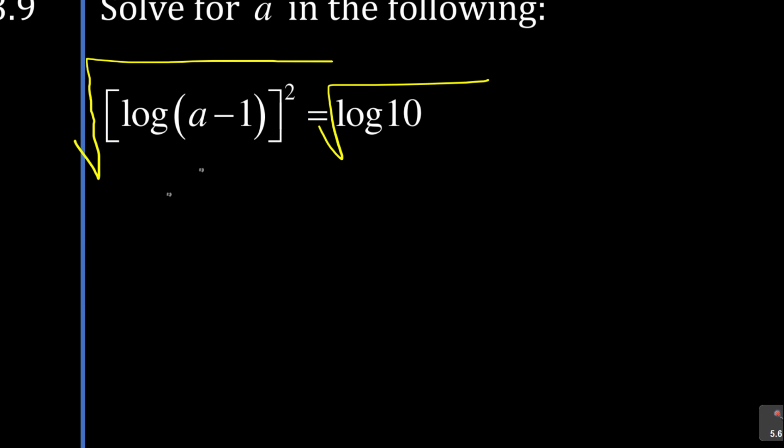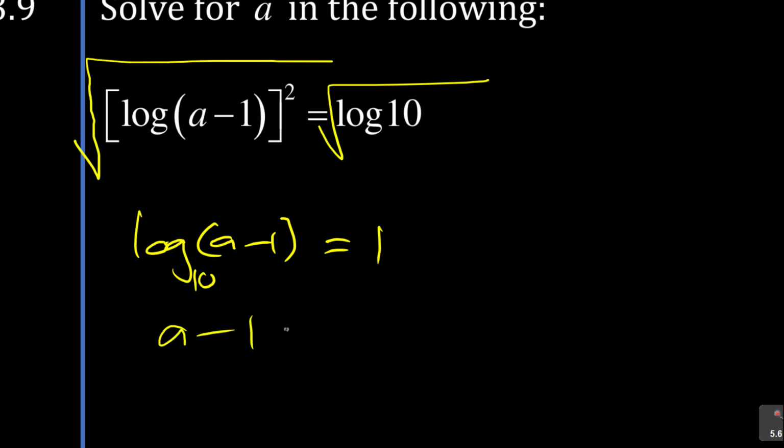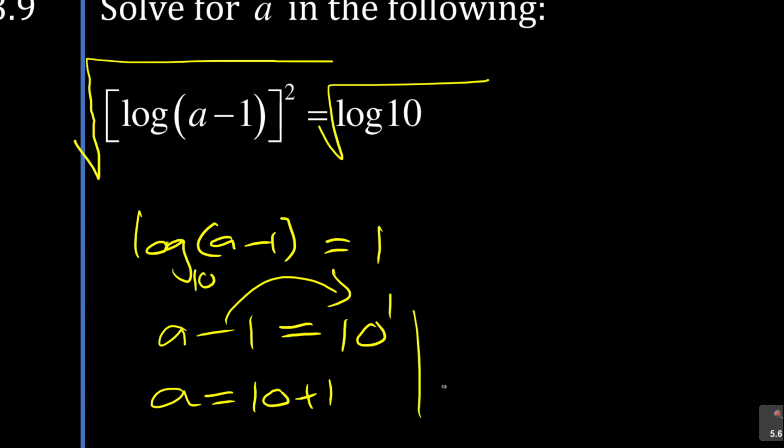You square root both sides so that you have now got log a minus 1 is equal to, remember we said log 10 is 1. Square root of 1 is simply 1. What is here? There is a hidden 10 there. Then you say 10 to the power of that, which is a minus 1, is 10 to the power of 1. Now take minus 1 to the other side. a is equal to 10 plus 1 and a is equal to 11.